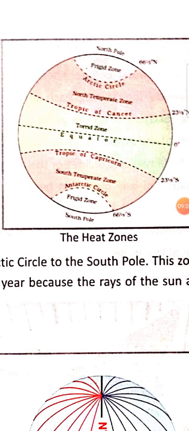Then last, the frigid zone. It lies from the Arctic Circle to the North Pole and from the Antarctic Circle to the South Pole. This zone remains covered with ice and snow for most part of the year. Because the rays of the sun are always slanting, it is the coldest zone of the earth.